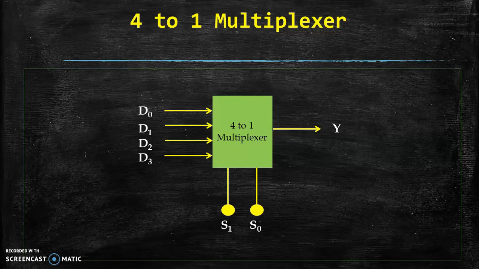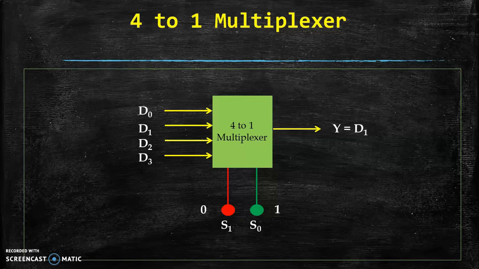So with 2 input signal at the select side, we have 4 different combinations possible. That is 0, 0, 0, 1, 1, 0 and 1, 1. Now let us simulate the circuit and then it will be very easy to understand. So first condition 0, 0, output Y is equal to D0. Second condition 0, 1, now Y is equal to D1.